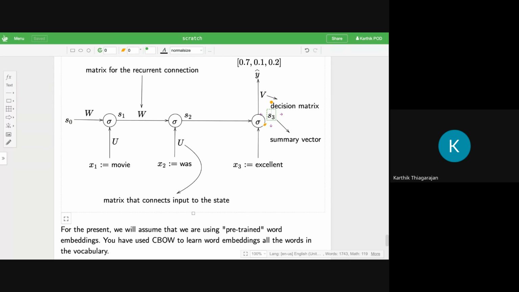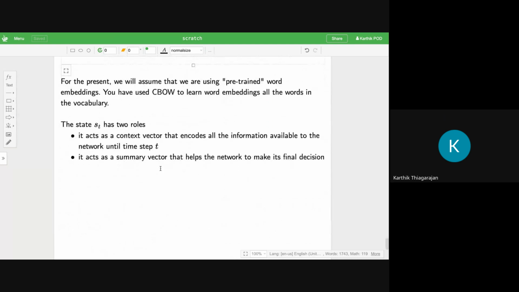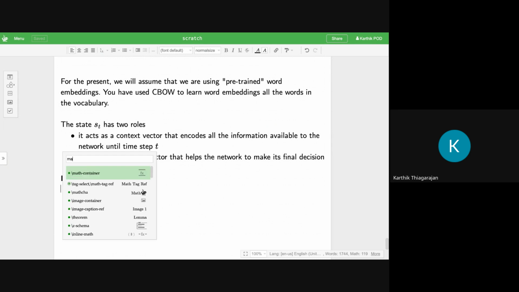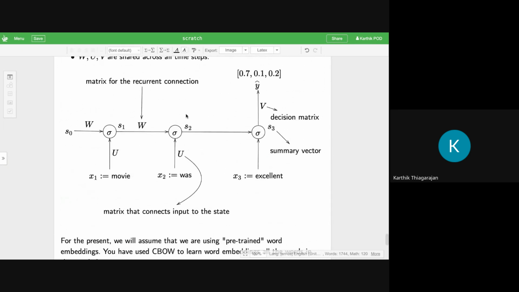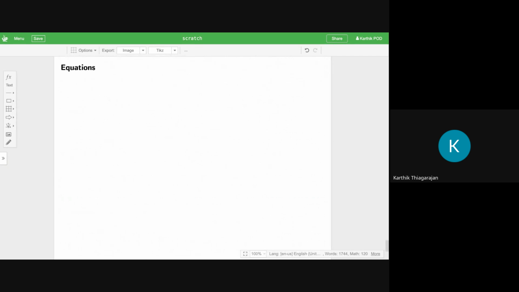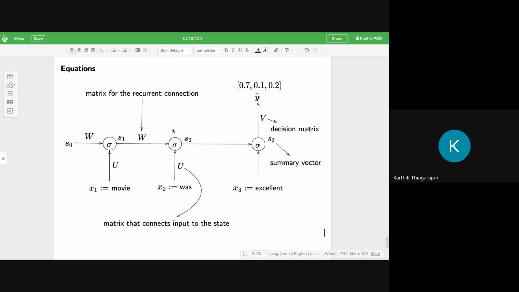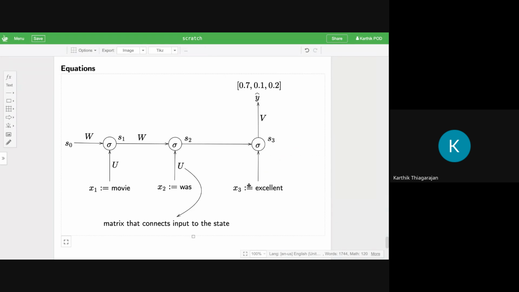Now we are ready to list down the equations of an RNN. So what are the equations? I'll copy this and get rid of all the extraneous text, so that we have only what is essential here.